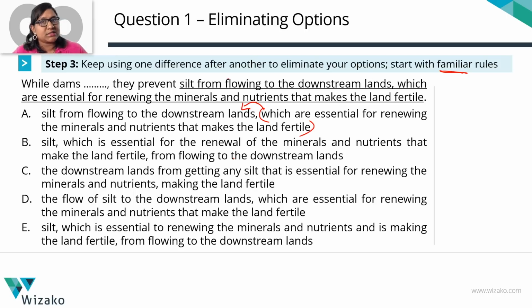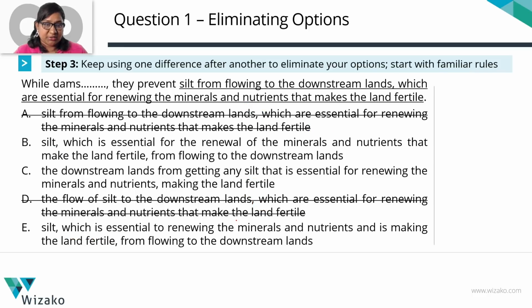The reference should not therefore be to the lands. That does not make any sense. The lands are not essential for the renewal of the minerals and the nutrients. The silt is. So you need the modifier to be placed next to the silt. And in these two constructions, the reference is not to the silt, it's referencing the downstream lands. It's next to silt here, here, and here. So my modifier placement is a problem in answer options A and D. That's A as in alpha, D as in delta. So those two answer options are clearly incorrect. We are not talking about the downstream lands. Let's eliminate those two options.